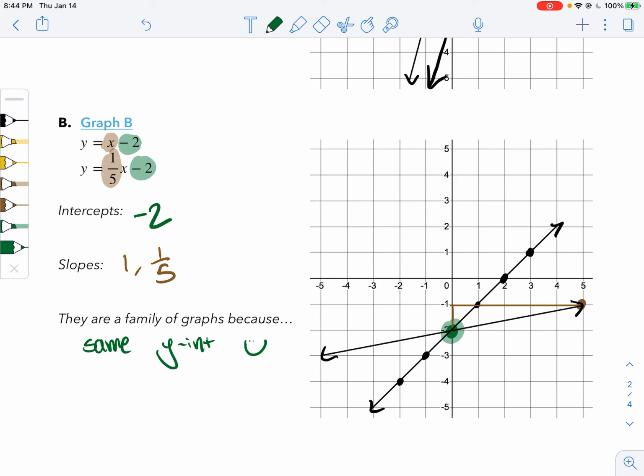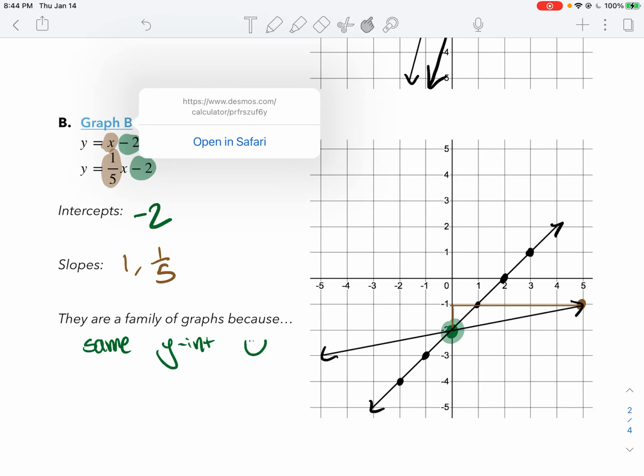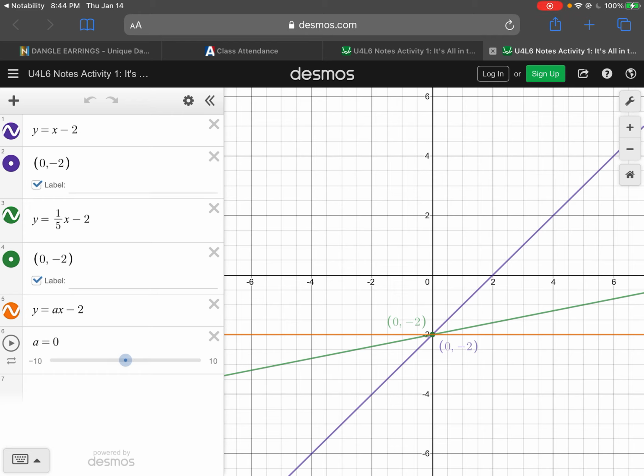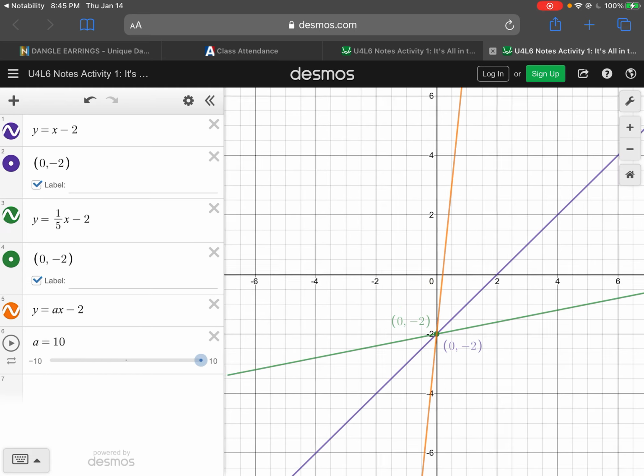If you again take this little hand tool and tap on graph B, you can check out that on this graph we have our first one, x minus 2, and then our second one, 1/5 x minus 2. All these graphs have the same y-intercept, but as you change the slope, as our slope gets bigger, it gets steeper, and as our slope gets smaller, it gets less steep until it's negative, then it starts to get real steep again. So that's super fun.